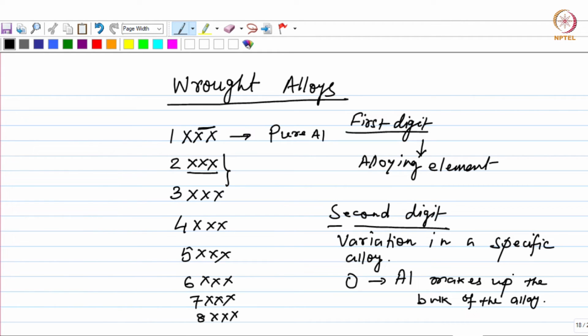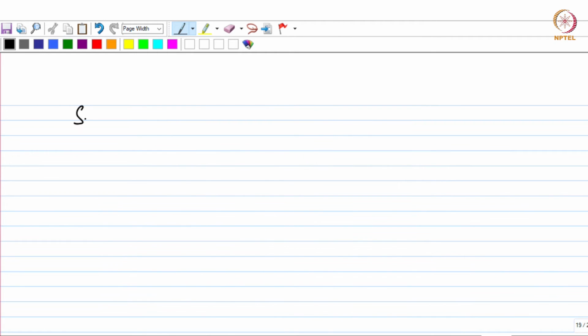When the second digit is an integer between 1 to 9, then let us see what is the significance of that.